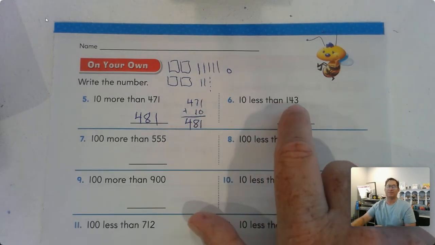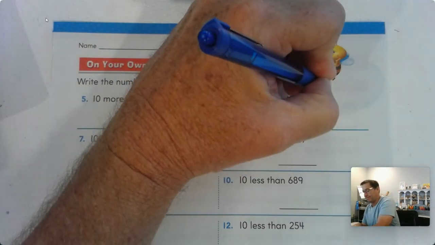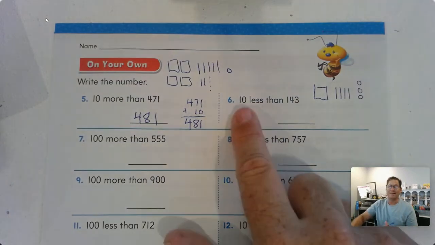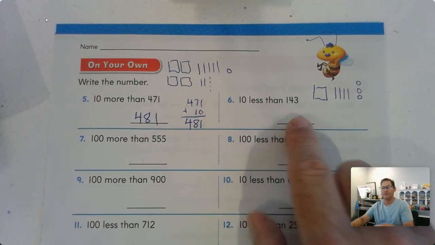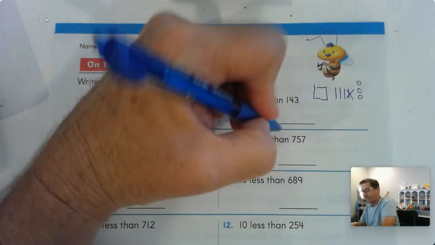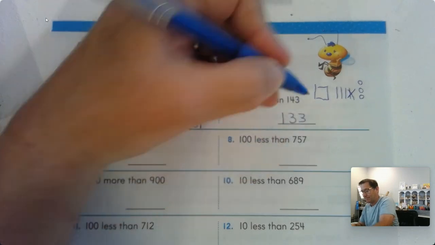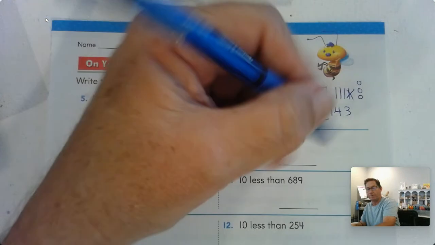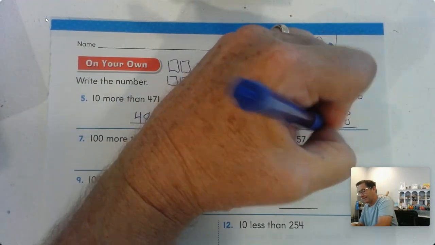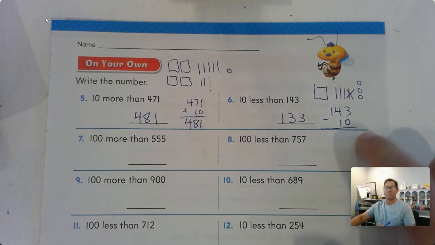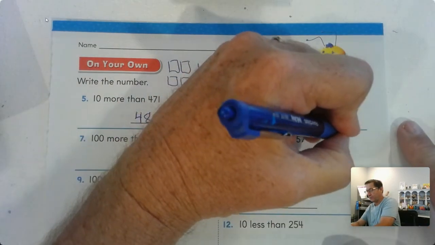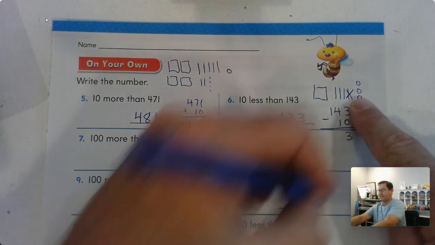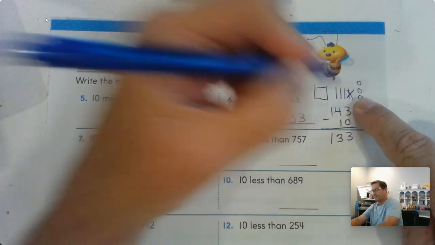10 less than 143. Okay, 10 less means we're going to take away one of the tens. So instead of 4 tens, I have 3 tens. And mathematically, as a written problem, it would be 143 minus 10. We're not taking anything away from the 3, so we're still with 3. We had 4 tens. We're taking away one of the tens, so we have 3 tens left, 133.